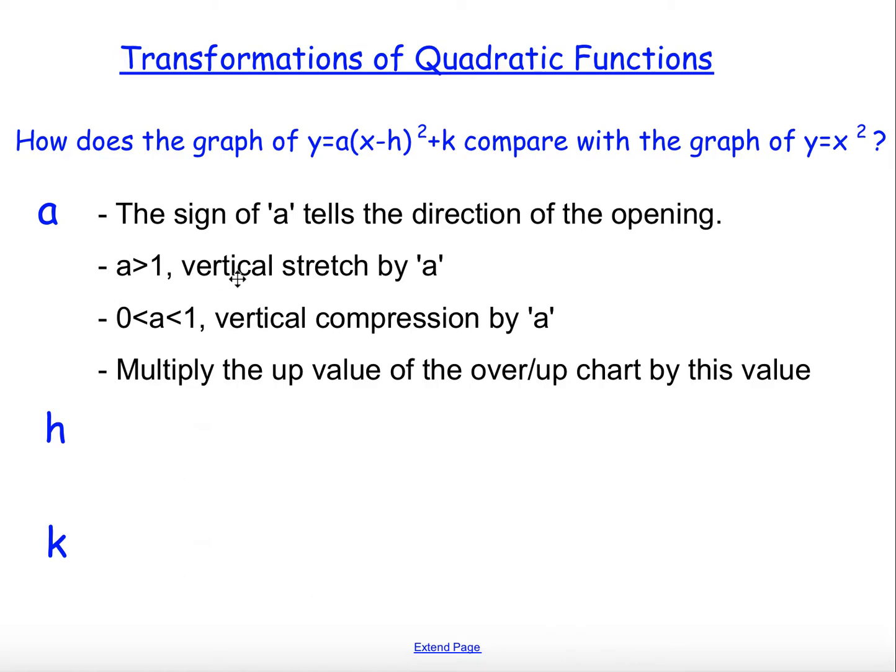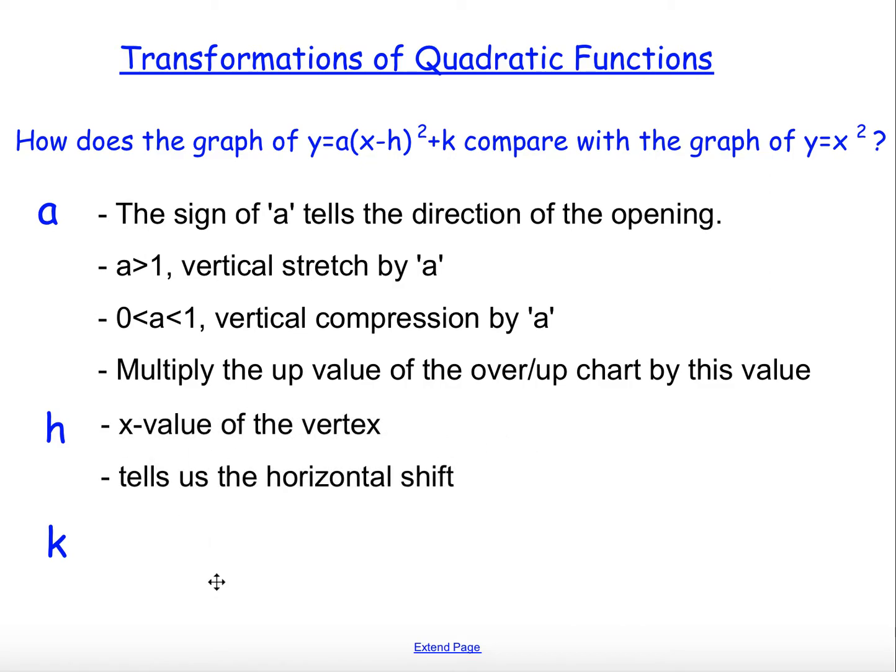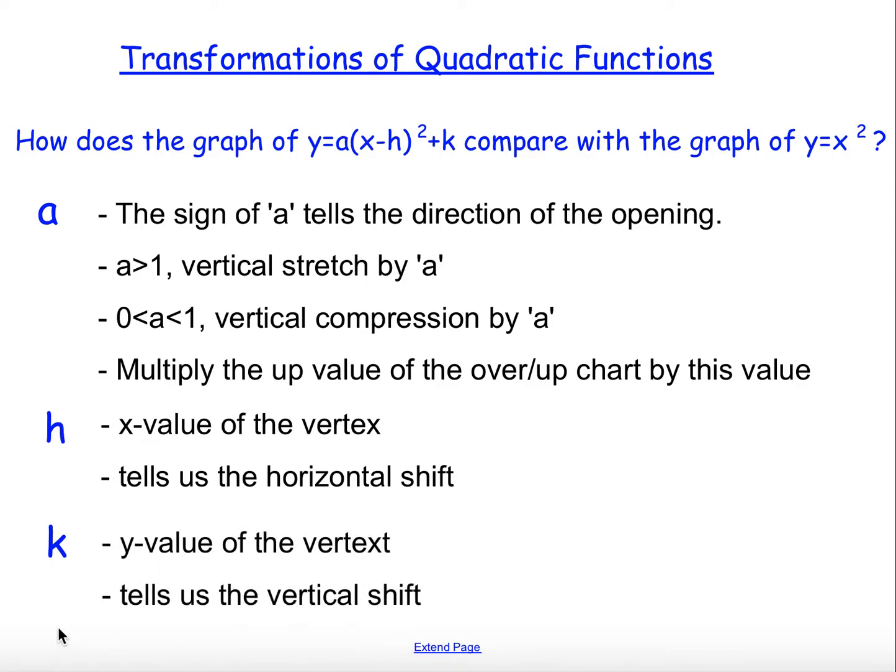If the A value is greater than 1, it's a vertical stretch by A. If the A value is between 0 and 1, it's a vertical compression by A. Remember, the sign doesn't matter. It can be -1 billion or -0.5. We would still have a stretch or compression. We always multiply the up value of our over and up chart by this value. H tells us the x value of the vertex. It's our horizontal shift. And K tells us the y value of the vertex. It's our vertical shift.